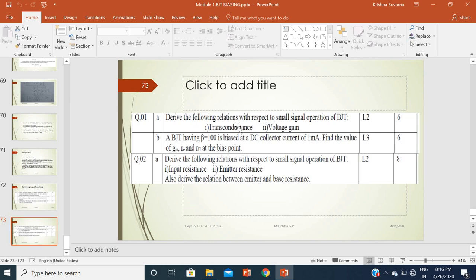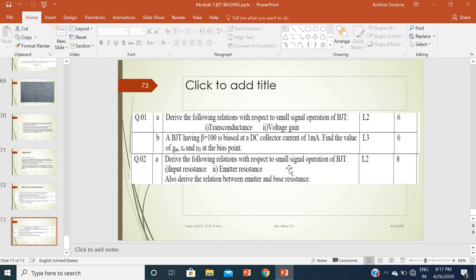They have asked to derive the relations with respect to small signal operation. That is, you need to derive the equation for transconductance GM and the voltage gain. Voltage gain is the output voltage divided by the input voltage, VC divided by VBE. And then the same problem has been asked here, calculating GM, RE and R pi. And the next question is to derive the following relations with respect to small signal operation of BJT, that is, the input resistance. Obtaining the equation for R pi, the input resistance, and RE, the emitter resistance.